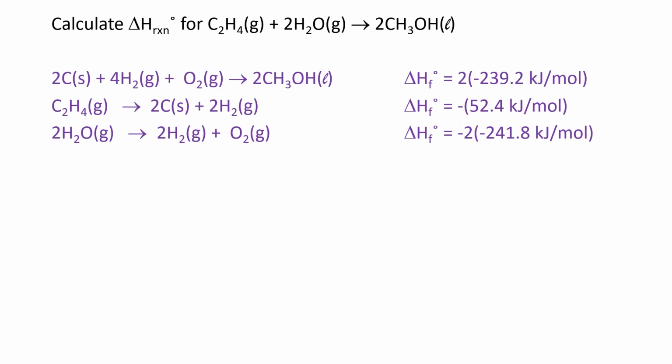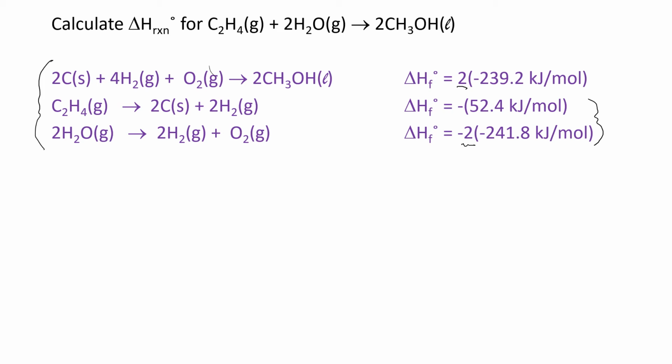Okay, on this slide, I took the manipulated equations that we had on the previous slide. So these are the three equations where we made sure the coefficients were right, and then some of them we had flipped, and so consequently we had to do things to the delta H values. So we had to multiply this one by 2, and we had to multiply this one by 2, and then these last two we also had to change the sign on, since we had to reverse reactants and products.